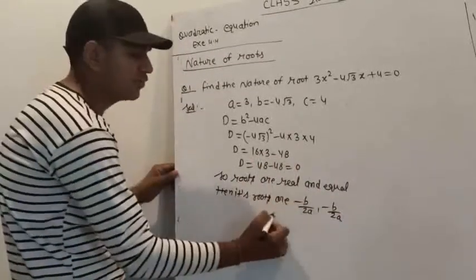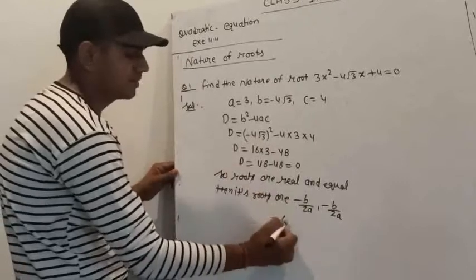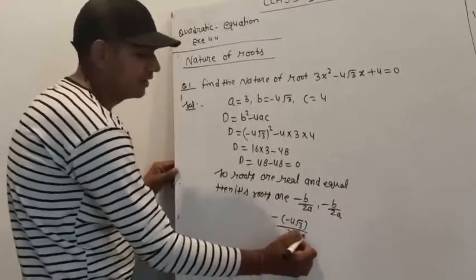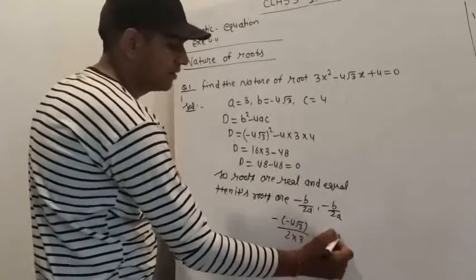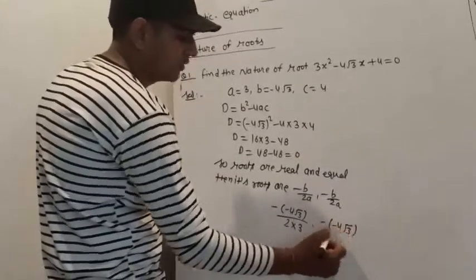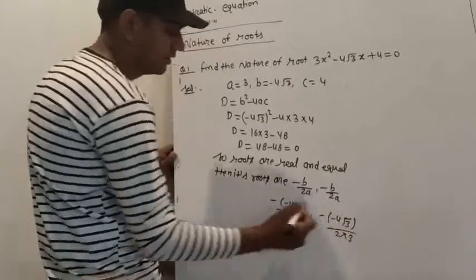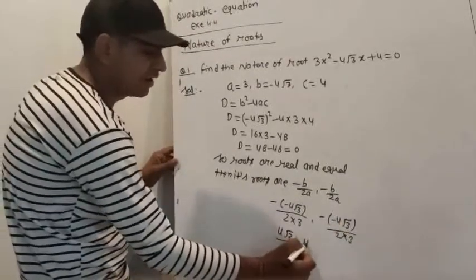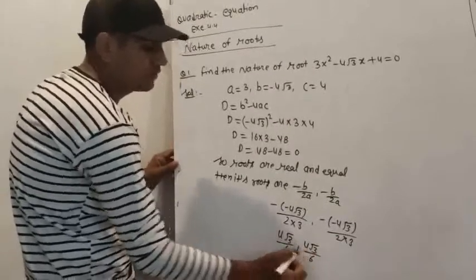So minus b upon 2a: what is the value of b? Minus 4 root 3 divided by 2 times a, which is 3. The second is also minus of minus 4 root 3 upon 2 multiplied by 3. So the first root will come 4 root 3 by 6 and the second also will come 4 root 3 by 6.